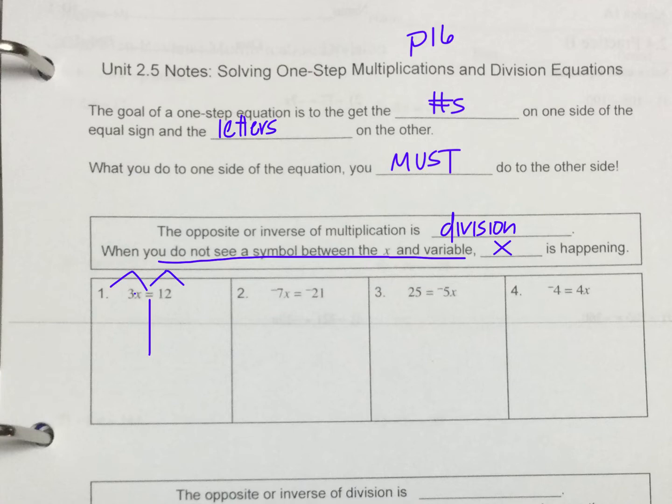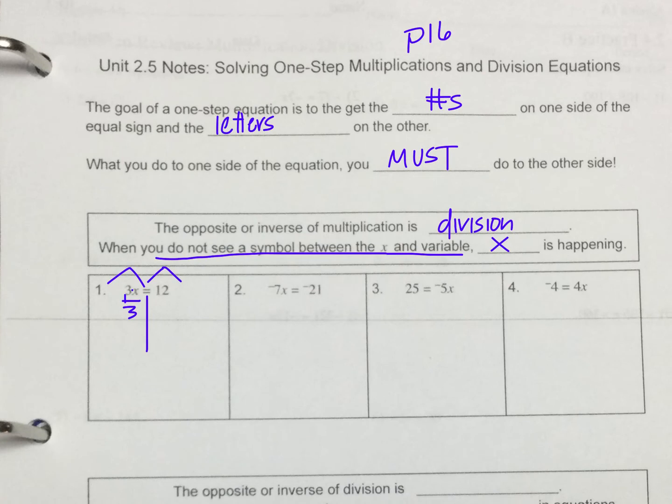Now, it's the same rules. That x is inside a house and he wants to be by himself. So that 3 needs to go away. Well, the opposite of multiplication is division. The 3's mark out. We're left with x on the left side. 12 divided by 3 is 4. So that's your final answer.